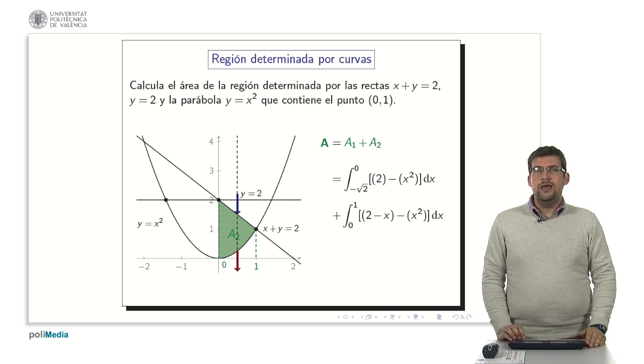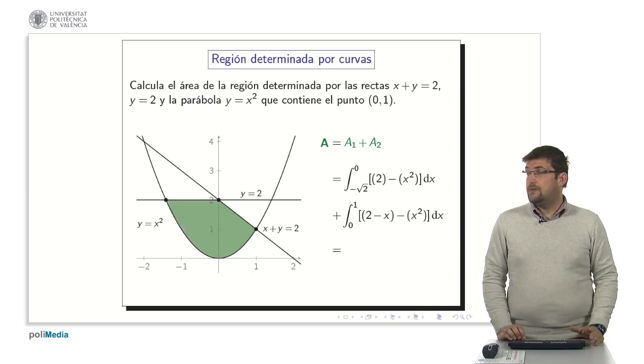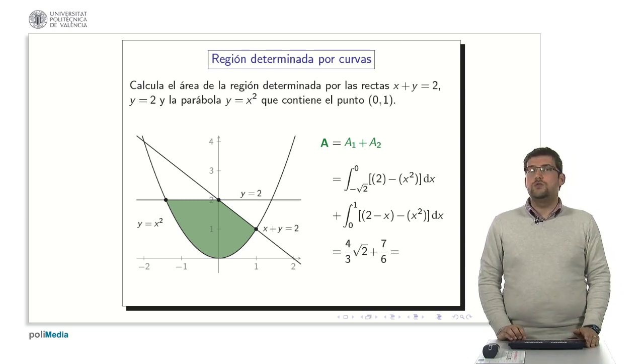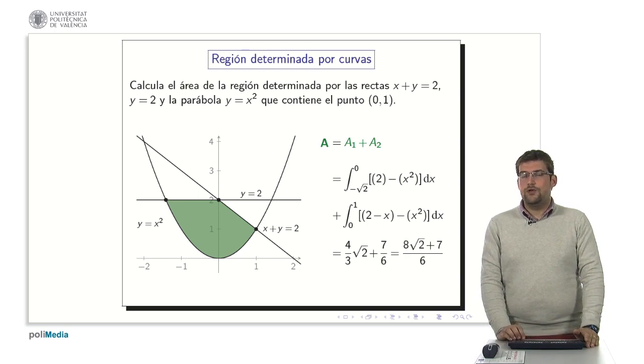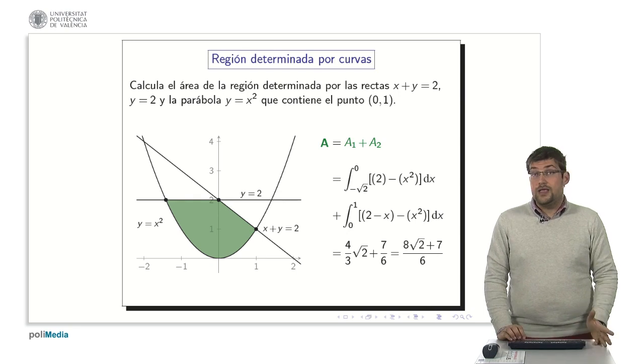These remaining integrals are very simple, they are polynomial, and the primitive calculation gives us an immediate primitive, and therefore the calculation is straightforward. The total area would be the sum of these 2 areas. The first, 4 divided by 3 of the root of 2, the second one 7 divided by 6, and by simplifying we obtain the final result, 8 multiplied by the root of 2 plus 7 divided by 6.